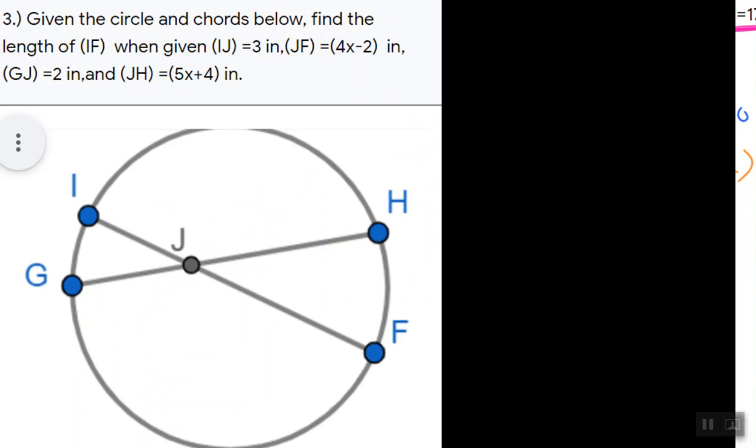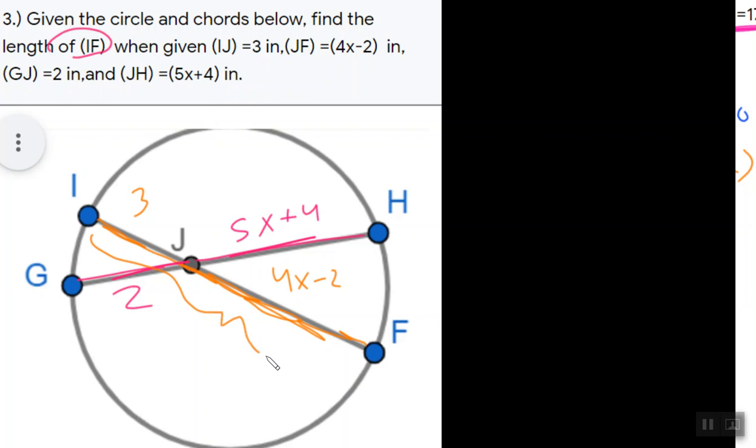Number 3. Given the circle and chords below, find the length of IF. So let's do this one line all in one color. I think that's a little bit more helpful. IJ is 3 inches and JF is 4x minus 2. And then in our other color here, we know that GJ will be 2 and JH will be 5x plus 4. And notice we're asked for the length of IF. So in this case, we want to know this whole thing right there.